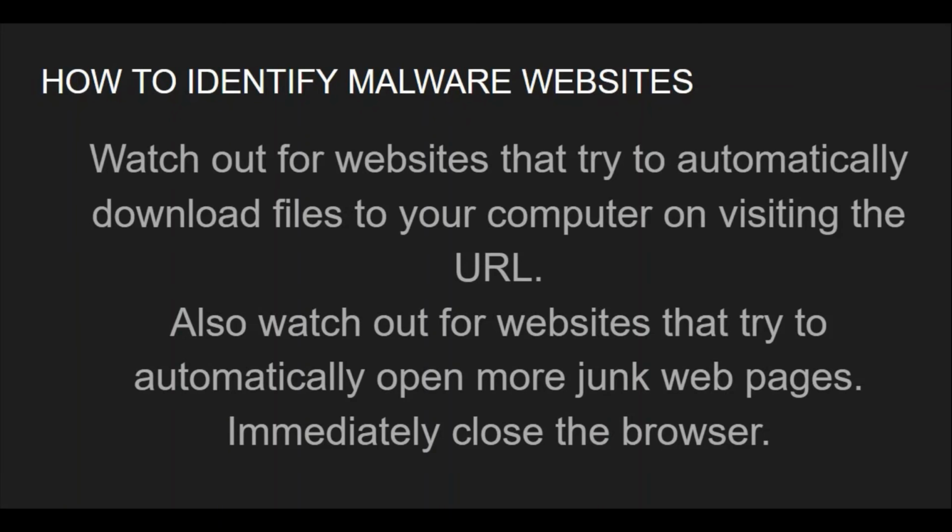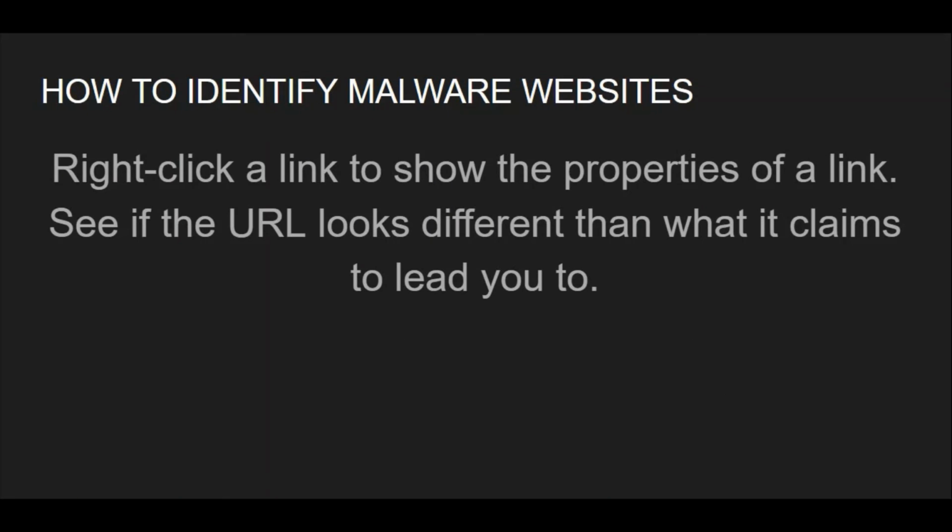Another super easy way to identify malware websites is to just right-click on a link and show the properties of the link. See if the URL looks different than what it's claiming to lead you to. If the URL does look different, this is definitely a site you want to avoid because it's pretending to be something that it actually isn't, and you don't know what it's actually going to do.